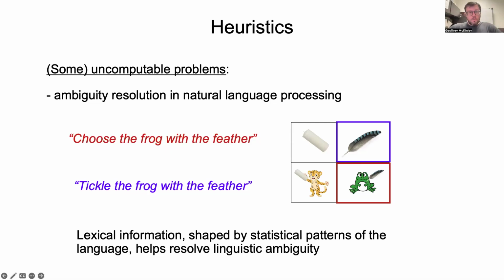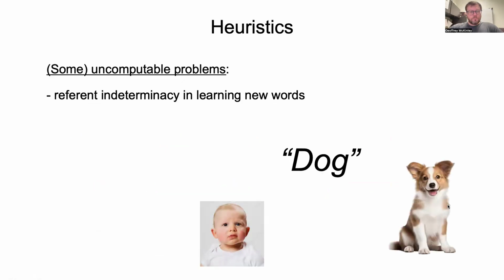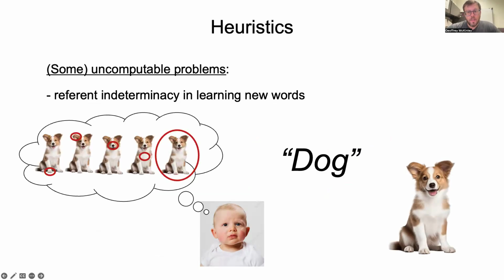In this video, we're going to talk about referent indeterminacy and learning new words. When a child hears a new or novel word in the context of seeing a new object, the problem is that the word could potentially refer to many things. If it hears the word dog and it sees a dog, the word dog could refer to the whole object, the dog, or part of the dog. Maybe it's the color or texture of the dog, or something associated with the dog.